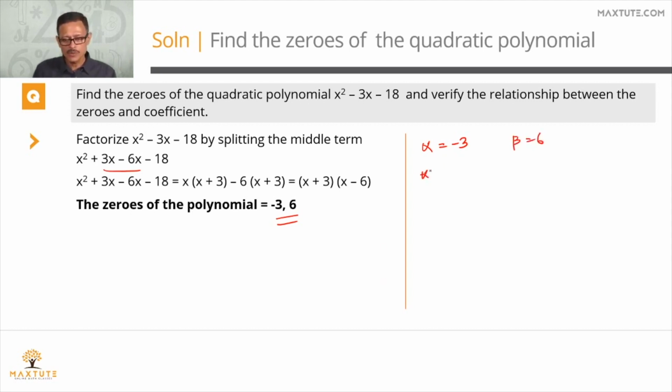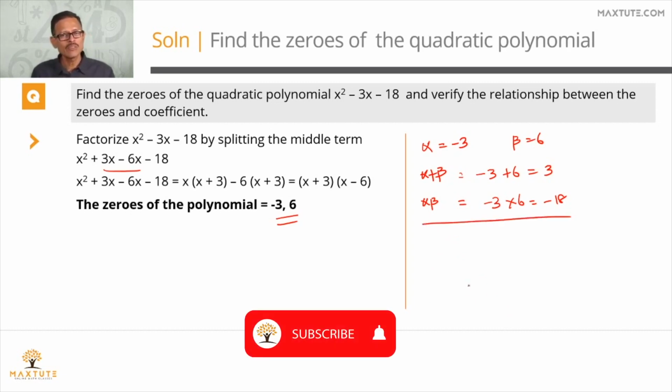I'm going to compute the sum and product as we know from the zeros. Sum is therefore going to be equal to minus 3 plus 6, which is equal to 3. Product is equal to minus 3 times 6, which is equal to minus 18. So we have computed the sum and product of the zeros from the values of the zeros. I'm going to check whether it matches what we'll get from the coefficients of the polynomial.